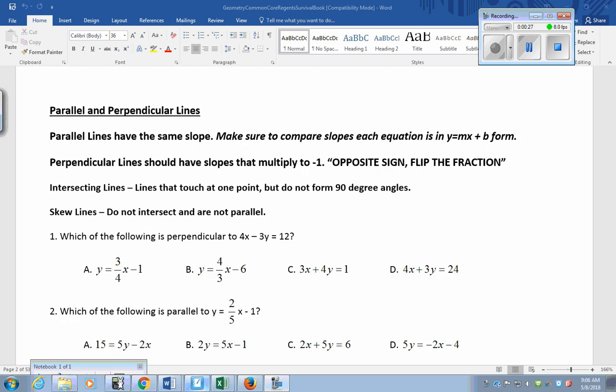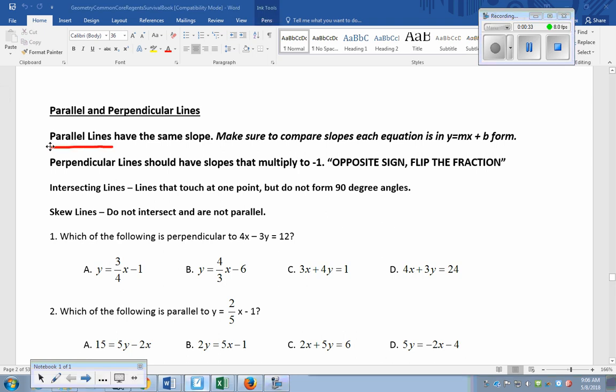So on page 39 we talk about parallel and perpendicular lines. I go through some of the definitions. We have parallel, perpendicular, intersecting, and skew lines. But the main focus in this section is to determine parallel and perpendicular. So parallel lines have the same slope, and again we're using the y equals mx plus b, so m would be the slope. Now if you don't have that y equals mx plus b form, then you're going to have to get it in that form.